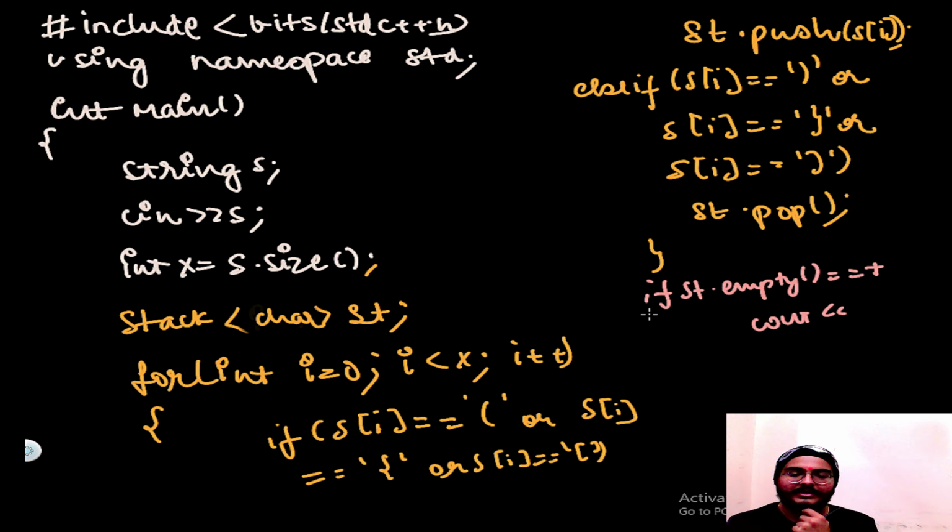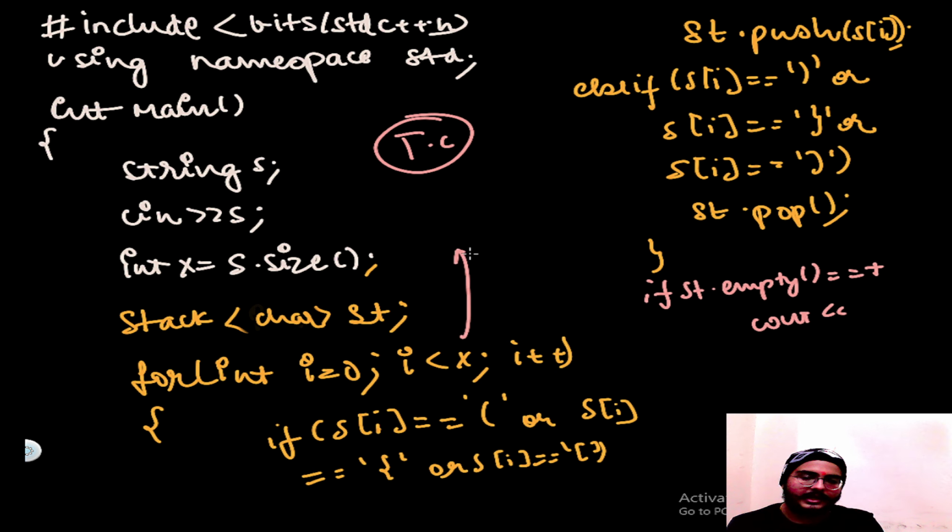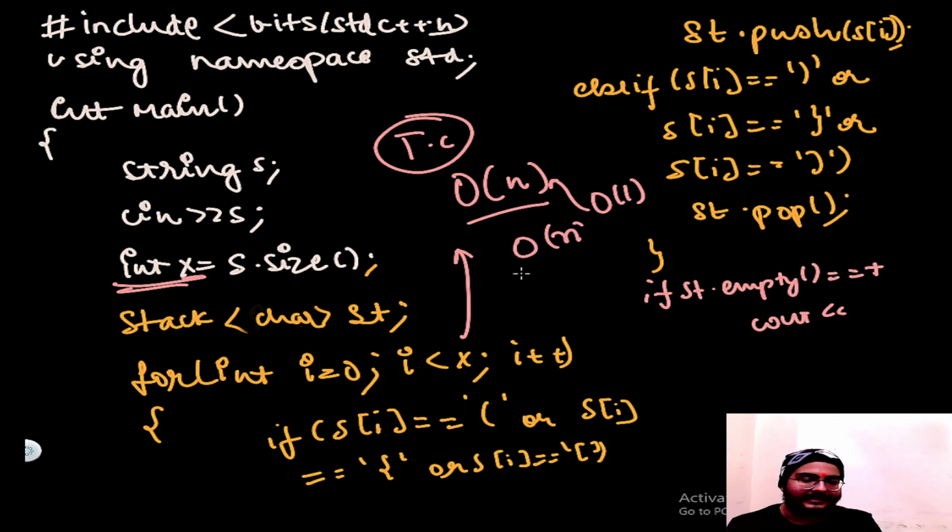Let me tell you the reason why. But before that, let us analyze the time complexity. This loop will run for the length of the string times, so big O of n, where n is the size of the string. Push and pop operations are big O of one time, but they run n times, so the final complexity will be big O of n.